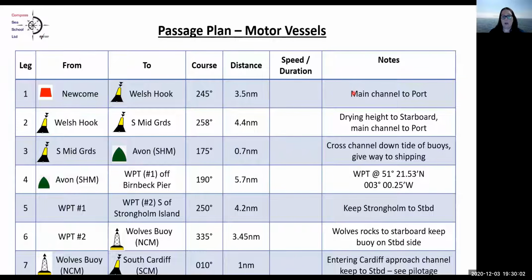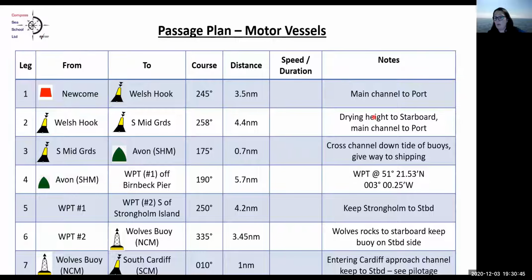And think of it almost a bit like becoming one of those tour guides on one of the open top buses. You know, on this particular leg, we're going to go from the Newcombe buoy, which is a port hand lateral, to the Welsh Hook buoy, which is a southerly cardinal. Our heading will be 245 degrees. We're looking at a distance of 3.5 nautical miles, and we will have the main channel to port. Okay, and again, you can start to read through it and you can start to see what I'm interested in. Well, here I've got a drying height off to my starboard side and my main channel is to port. So I'm already giving myself an idea that what I don't want to do is allow my course to become too far pushed off to starboard because there is a big drying height there.